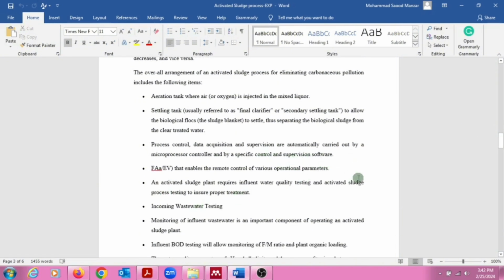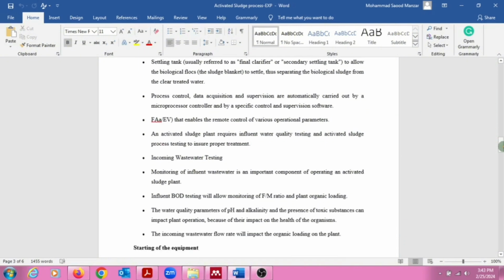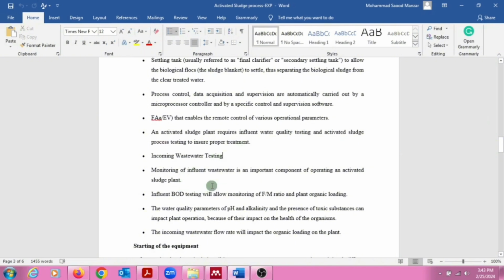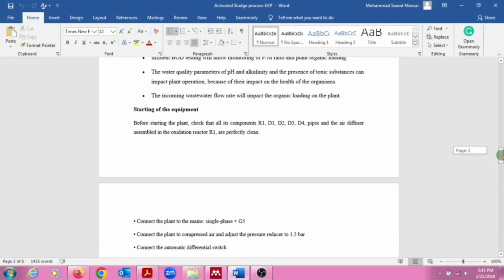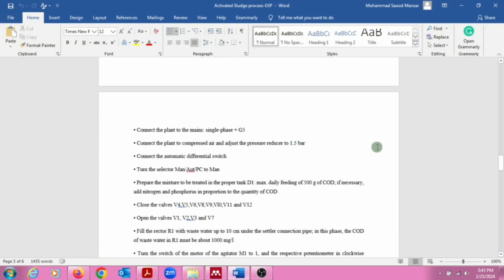Okay, and we talked about the activated sludge plant and the incoming wastewater, the synthetic characterization of the water, and also the BOD testing. You have to do it at the inlet and the outlet, and of course you have to carry out all the water quality parameters. Now, before starting the device, what you have to look at is to connect the plant to the mains.